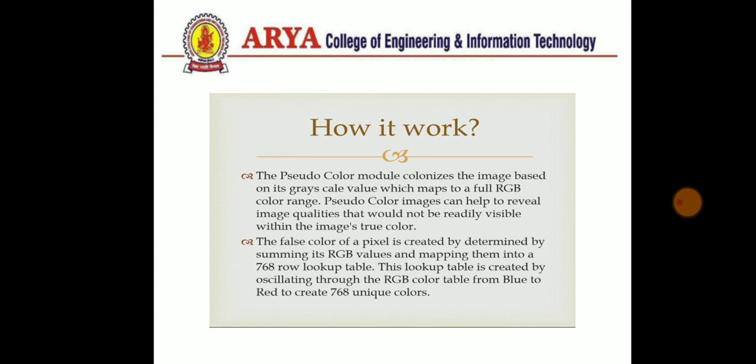Now how it works. First of all, the pseudo coloring module colorizes the grayscale values from the lookup table. It picks up some attributes or pixel values of the image and converts them from the RGB color model. First of all, it performs the task of mapping the attribute values from black and white to some color values. Then it shows how many colors or how many pixels are matching successfully.